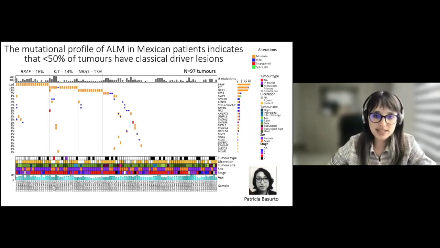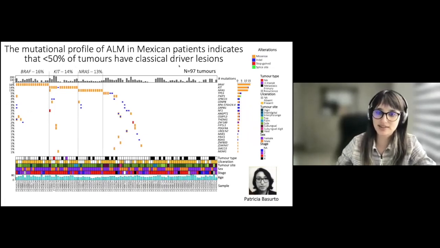What we see in the mutational profile of acral melanoma in Mexican patients is that less than 50% of tumors have these classical driver lesions. By this, I mean BRAF and RAS and NF1 that I showed you before. There are a lot of tumors with mutations in KIT, another important driver of cell growth. As well, here you see the percentages: 16% BRAF, 14% KIT, and 13% RAS.